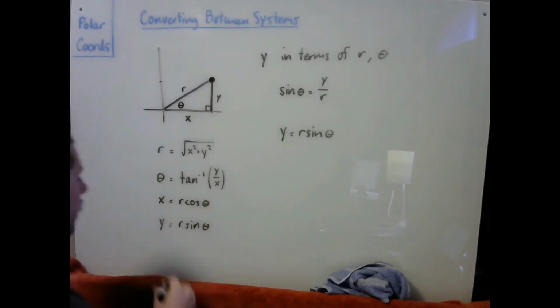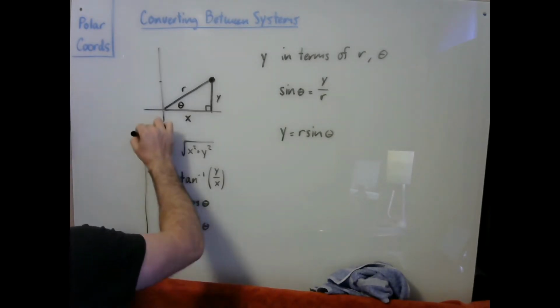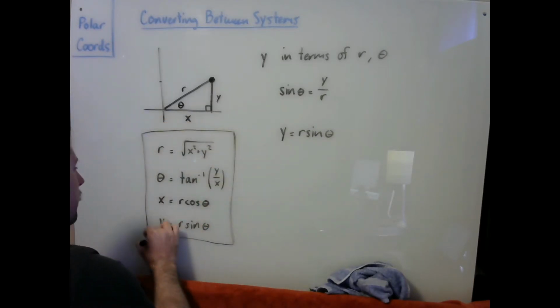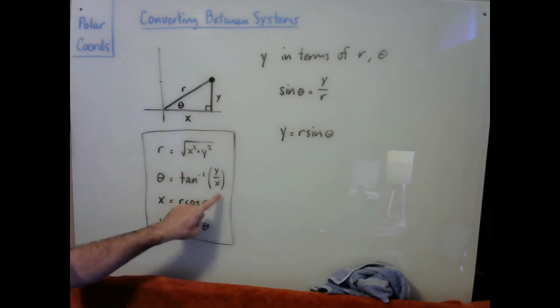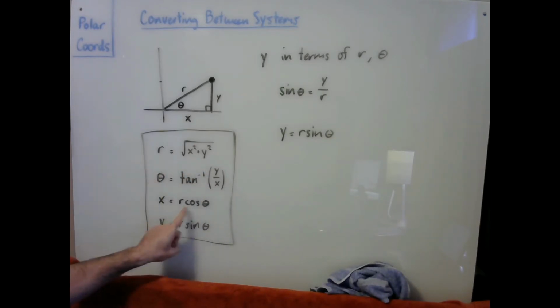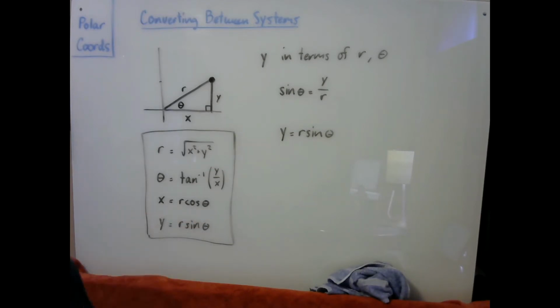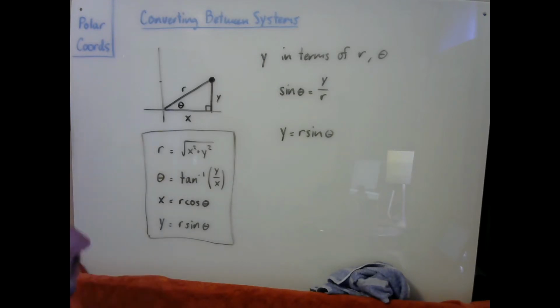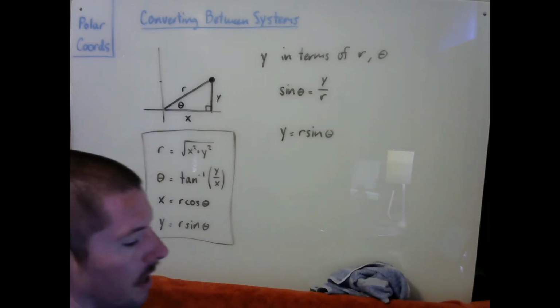So these four equations right here are all we'll need to do our conversions between our two systems. If we know x and y, we can get r and theta. If we know r and theta, we can get x and y. We can now go both directions here, converting from polar into rectangular or from rectangular into polar with these two sets of equations right here.